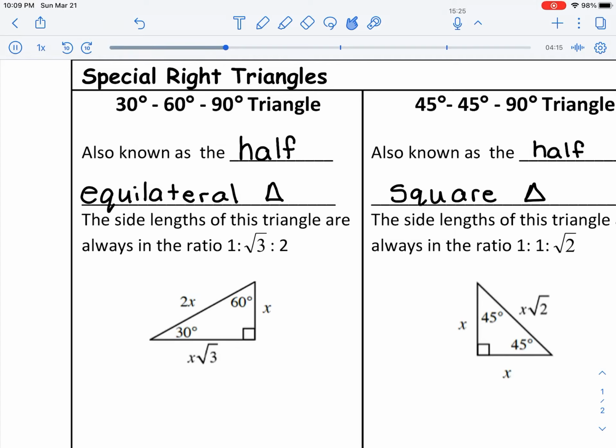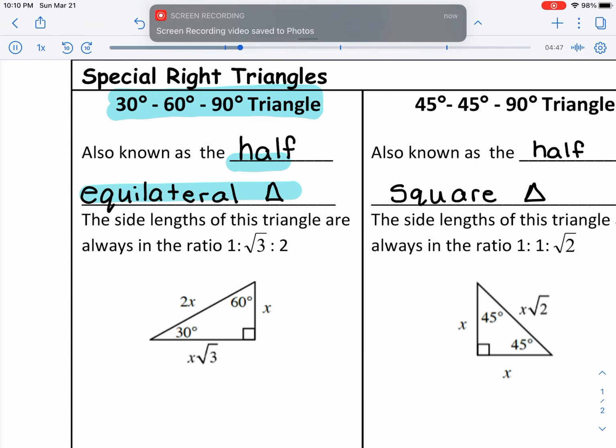Hi, Math 2. The first special right triangle I want us to talk about is my 30, 60, 90 triangle, which we also call the half equilateral triangle, as we looked at in class. Now, when I'm working with 30, 60, 90 degree triangles, the lengths of the sides are always going to follow a pattern, so I won't need to use trig functions or Pythagorean theorem to solve for the missing values.